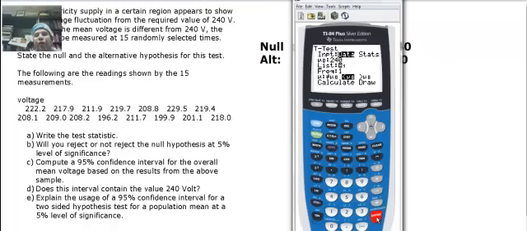And now let's go ahead and enter all the values in the L1. So watch me do that. 2.2, okay. 217.9, 211.9, 219.7.